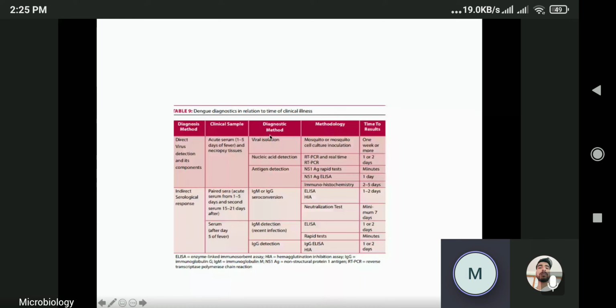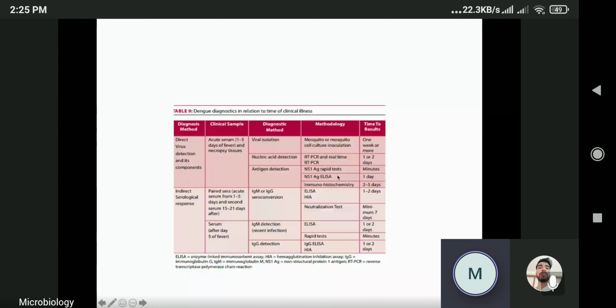Because these rapid tests are available which will detect the non-structural 1 protein antigen of the virus, we can have the result within 5 to 10 minutes. We can do ELISA also, based on the principle of antigen-antibody reaction, but it is time consuming and a little bit tedious procedure. In our setup, this method is much more common.